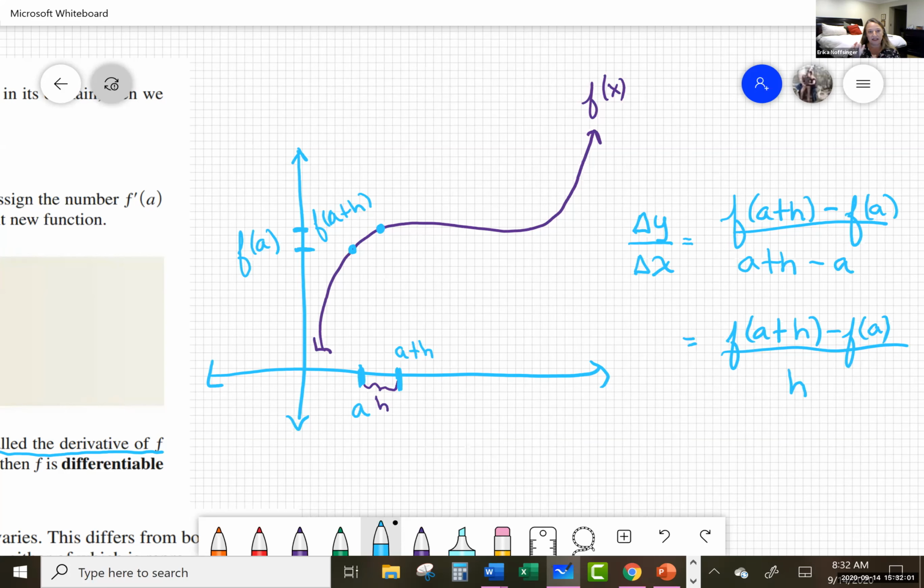So now if we take that concept of a limit, like we were looking at earlier in the course, and we let this h value go to 0, so it decreases and it shrinks down, so we're getting closer and closer to a. So this would look at the limit as h goes to 0 of f of a plus h minus f of a all over h.